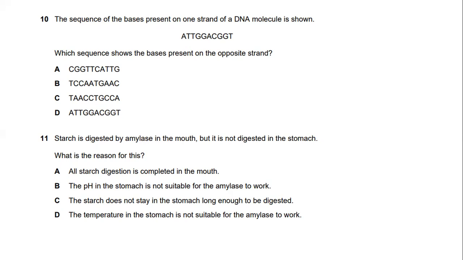Okay, and even in the stomach of young mammals, there is renin. It is renin, not amylase. So the answer for this is B. The pH in the stomach is not suitable for amylase to work.